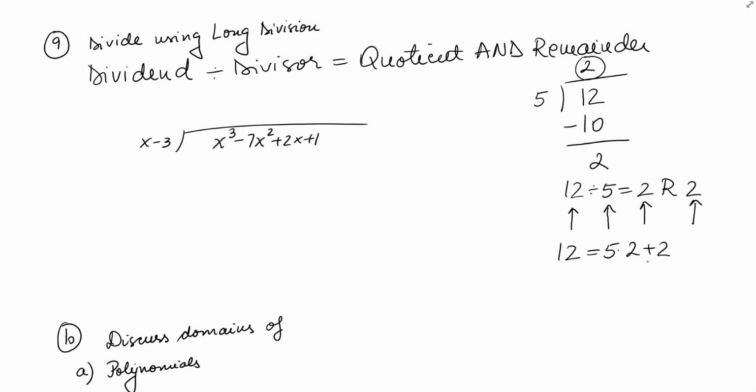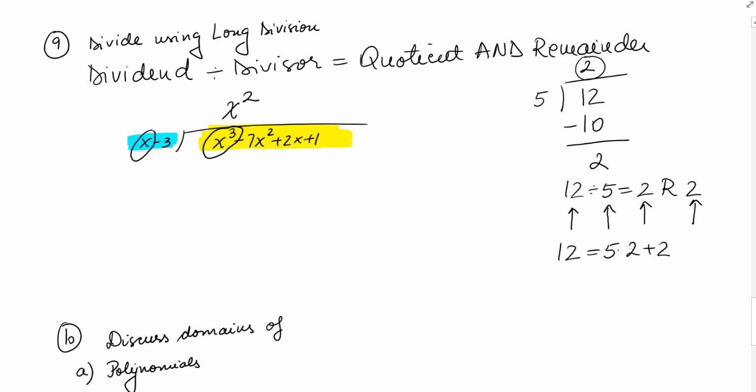So if we had to divide x to the third minus 7x to the second plus 2x plus 1 by x minus 3, the yellow one would be the dividend and x minus 3 would be the divisor. So following the same pattern as when you divide whole numbers, let's take the first term, x to the third, and divide it by the first term, x.